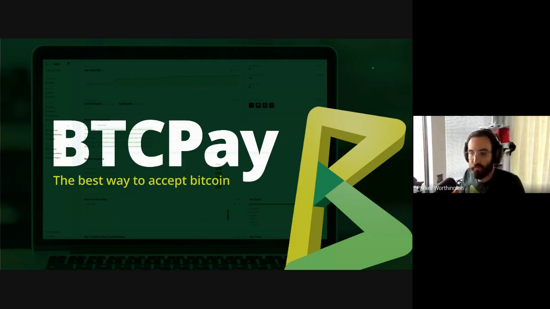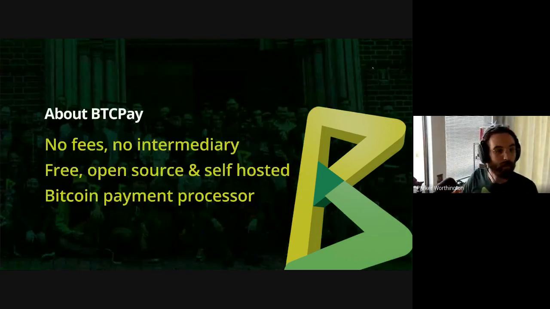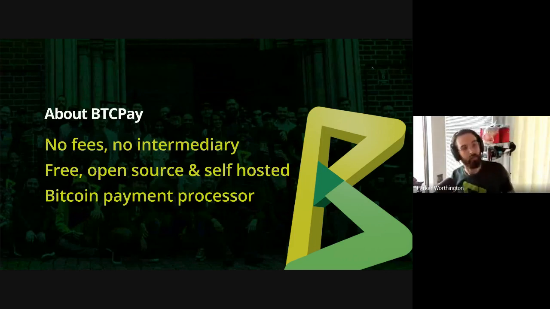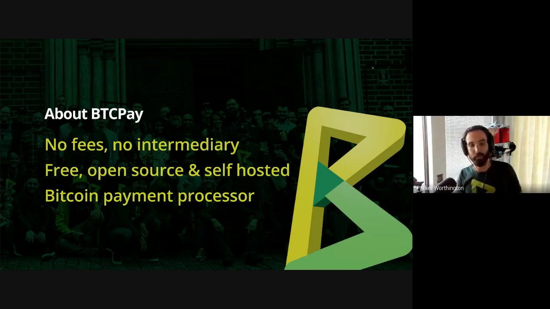First, I'll start off with BTCPay. We think it's the best way to accept Bitcoin. You've seen mempool, you've seen Bitcoin Core today. This is built on top of all these things and will make sense as we go through. The most important thing is there are no fees, no intermediaries. We are completely free and open source. Some people also offer third-party hosting, but we'll explain that later. Most importantly, we are a Bitcoin-only payment processor. There are older versions you can use that do allow other coins, but our main focus is Bitcoin only.